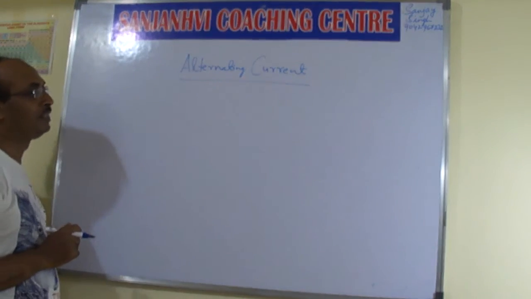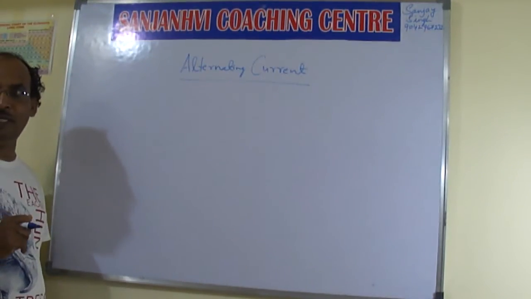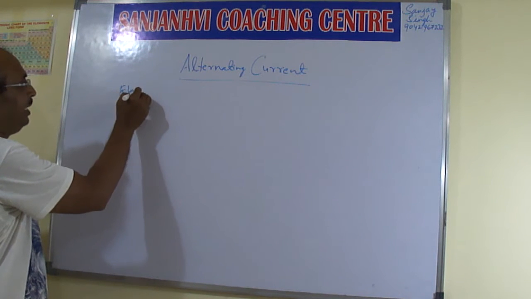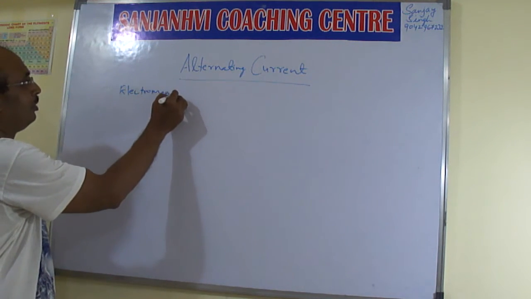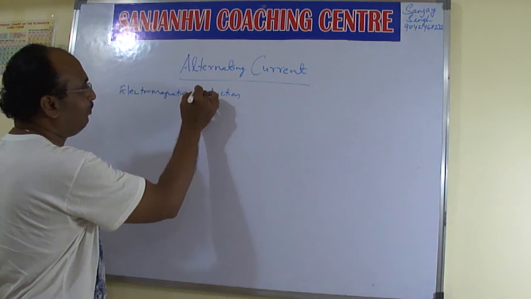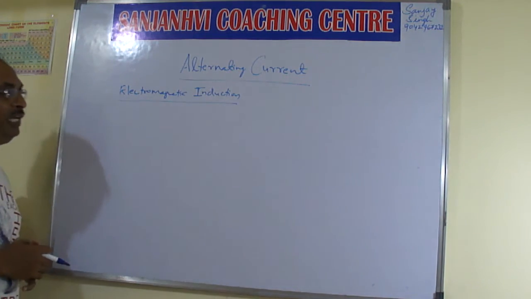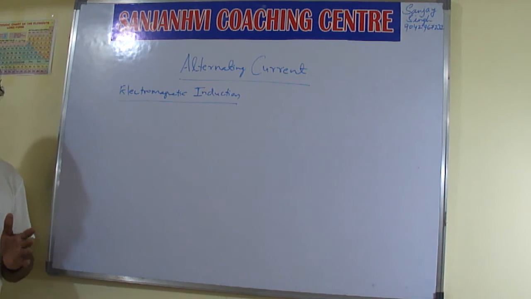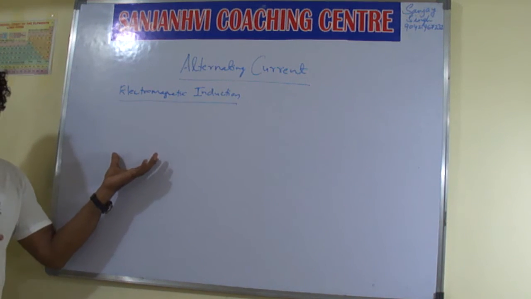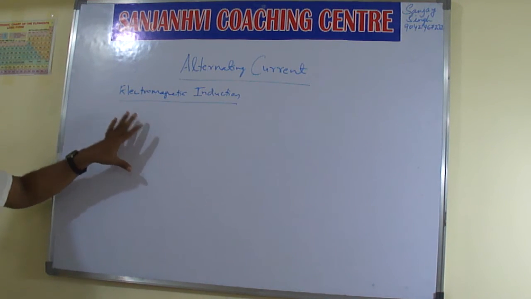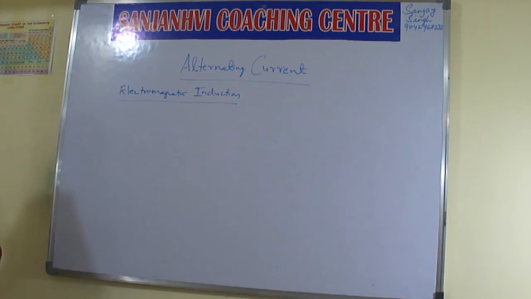So, alternating current. In our previous chapter, electromagnetic induction, we studied how an induced EMF is set up in a coil when there is a rate of change with time, when current is varying with respect to time, or the flux is changing. When there is a rate of change of flux, at that time an induced EMF is set up in the coil.